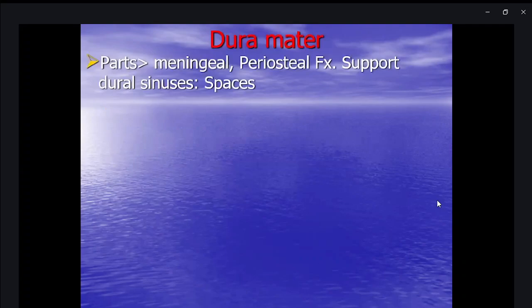The dura mater is divided into two. We have the meningeal part of the dura mater, and we have the periosteal part of the dura mater. The periosteal part of the dura mater forms the inner periosteum of the skull bones. Then you have the meningeal part. And the main function of this is the support of dural sinuses. And dural sinuses are spaces within the dura mater where we have blood flowing.